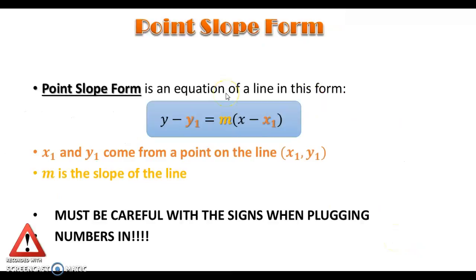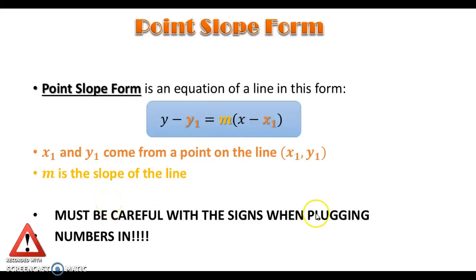Sometimes you'll see it written in a slightly different form called point-slope form. Point-slope form is an equation of a line in this form right here. y minus y1 is equal to m(x minus x1). So x1 and y1 are 1 point on your line. So whatever the x value is, you would plug in right here. Whatever the y value is, you would plug in right here. m is the slope, rise over run.